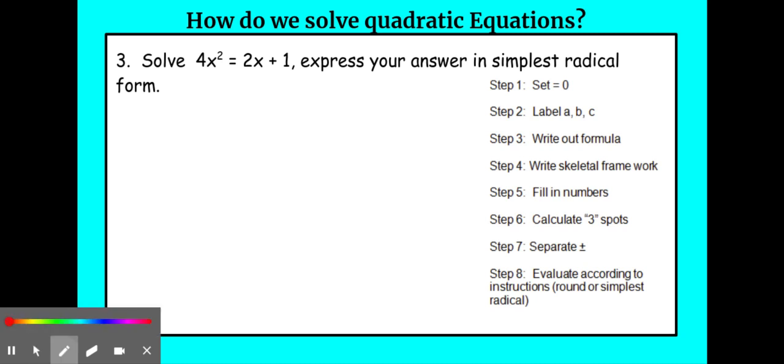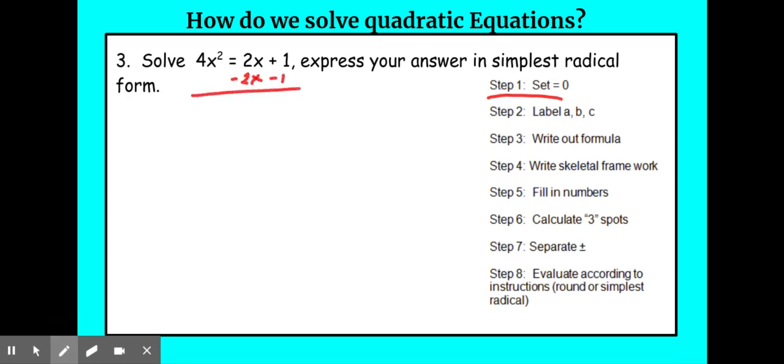All right, so now we're on to number 3. We're going to solve this using the quadratic formula and express our answer in simplest radical form. And if you notice, step 1 would be set equal to 0, which this one is not. So we need to get that 2x and 1 over. So I'm going to subtract 2x and subtract 1 over onto both sides.